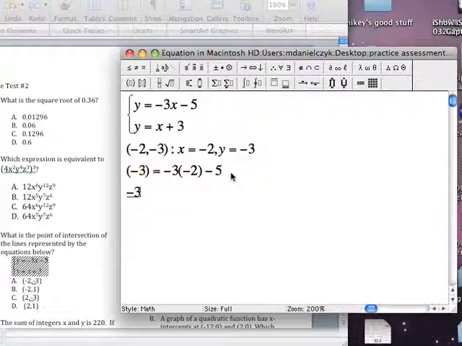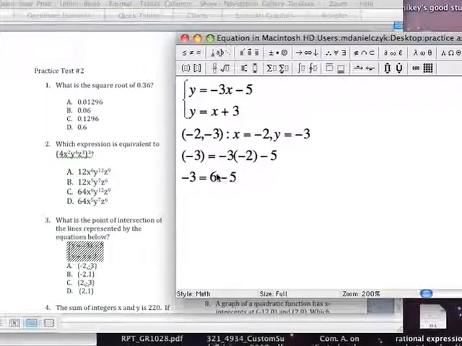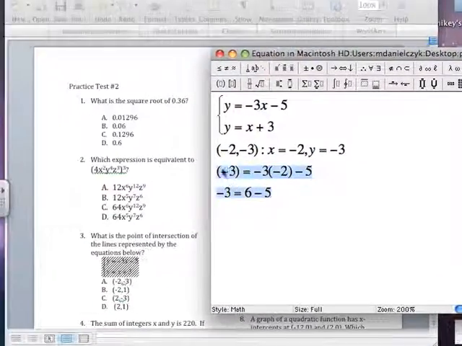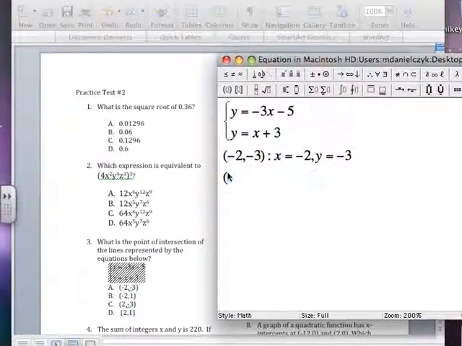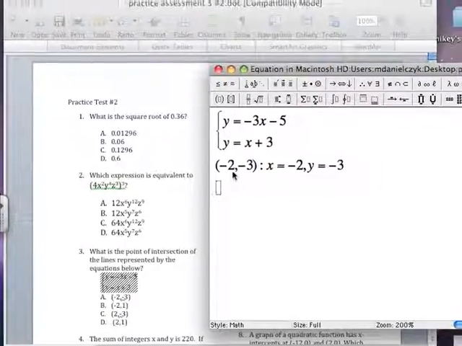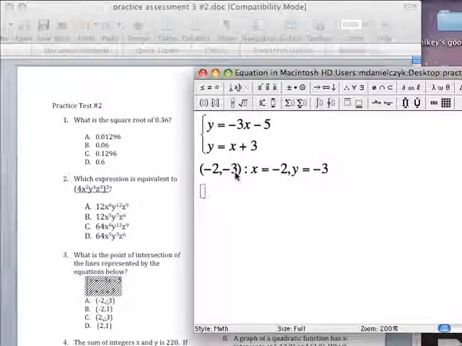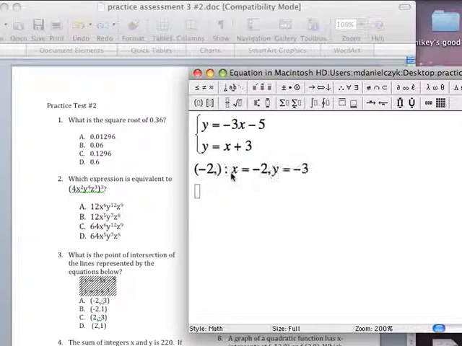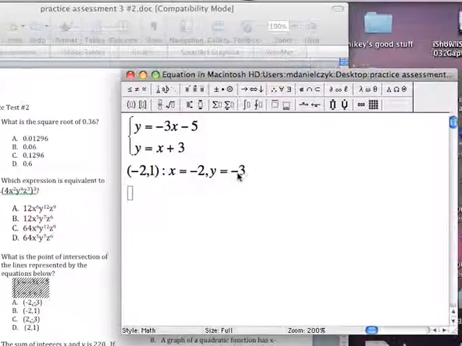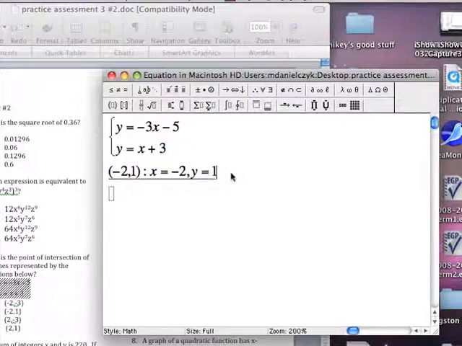So I'll have -3 equals, and -3 times -2 is +6, and well, I don't think this is going to work because 6 minus 5 should be 1. So let's try something a little different. Since -2 comma -3 didn't work, let's try -2 comma 1. And so x will still equal -2, but this time y is going to equal 1.